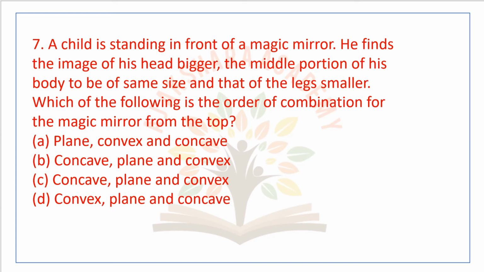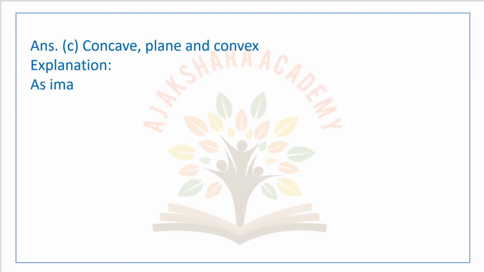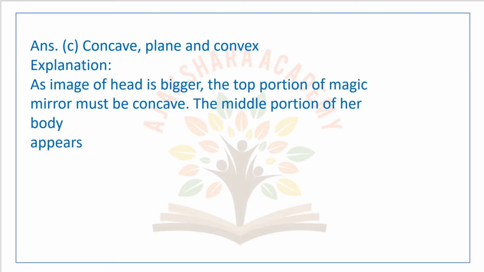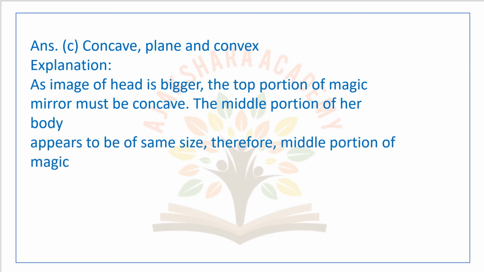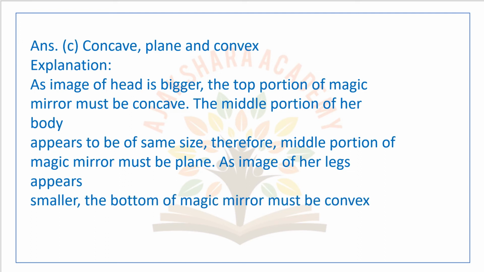So the magic mirror from the combination, let us discuss. First should be concave, plane and convex. This is the combination of the mirrors. See the explanation. As the image of the head is bigger, the top portion of the magic mirror must be concave. Why? Because a concave mirror is used for a wide range. So that's why the image of the head is bigger, because of concave.